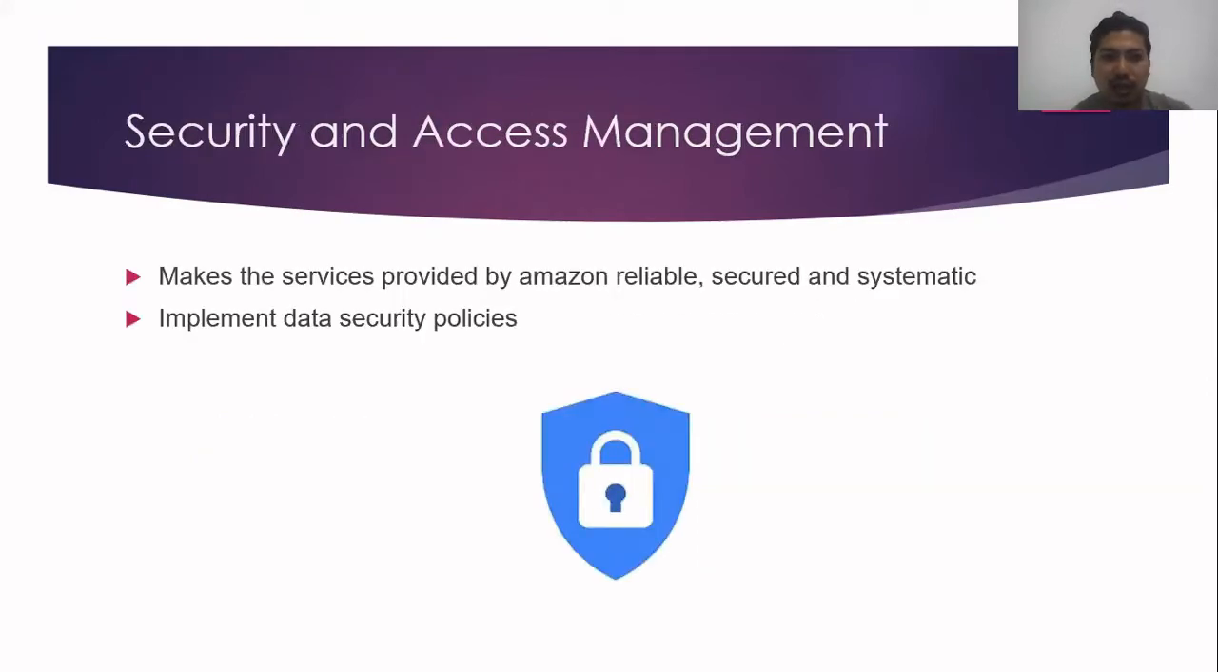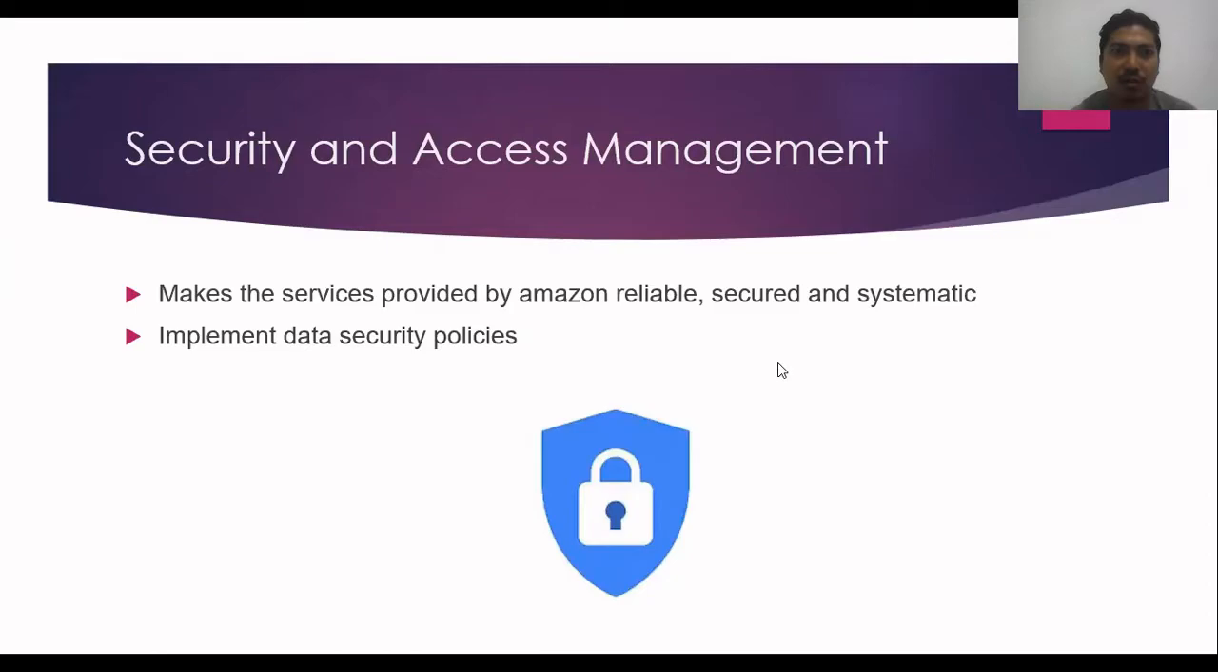The next slide is security and access management. So what does security and access management do for Amazon? It helps to make the service provided by Amazon reliable, secured, precise, and systematic. It also makes the ISM scalable, so it could meet any security-related standards in the future.